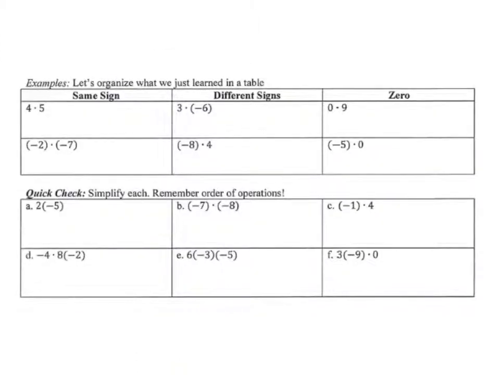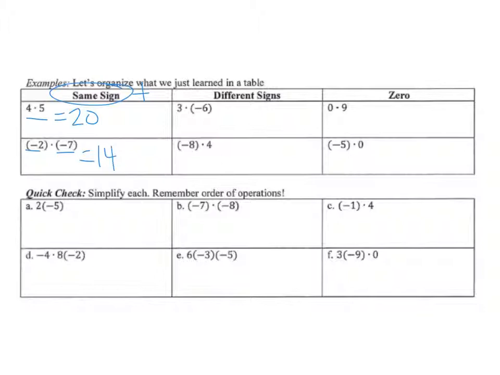Okay, now let's practice this and try these. So 4 times 5 is a positive times a positive. So the answer is going to be a positive number. They have the same sign, so it's going to be positive. Negative 2 times negative 7, they're both negative. They have the same sign, so it's going to be positive.